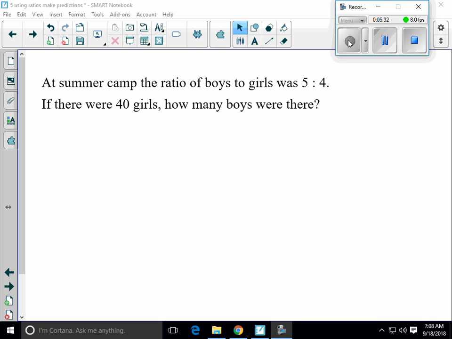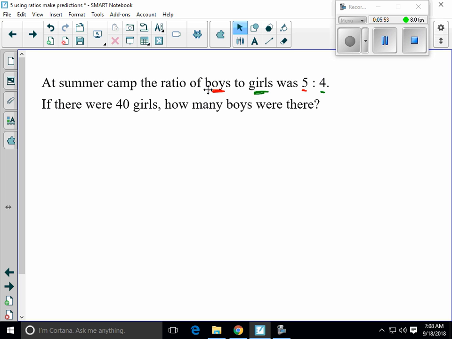Okay, let's just look at 2 more before you try it out. At summer camp, the ratio of boys to girls was 5 to 4. Okay, boys corresponds with the 5, girls with the 4. Again, what it means is for every 5 boys, there are 4 girls.